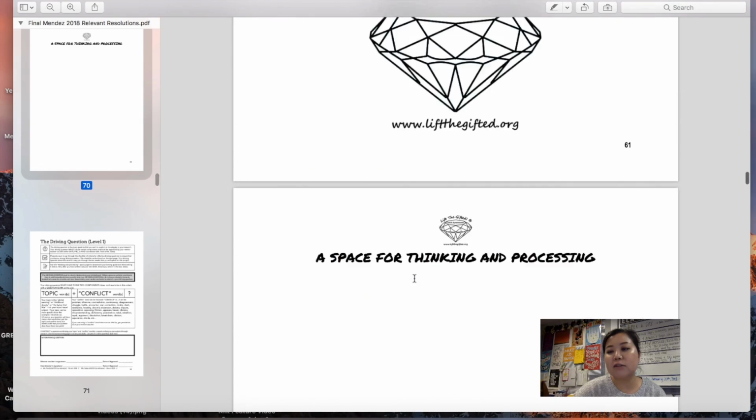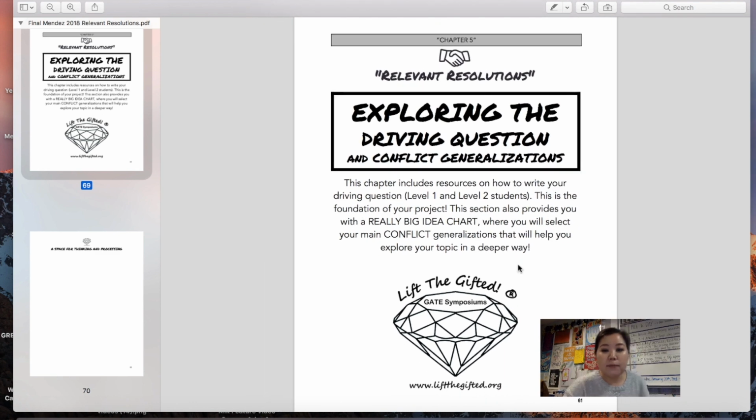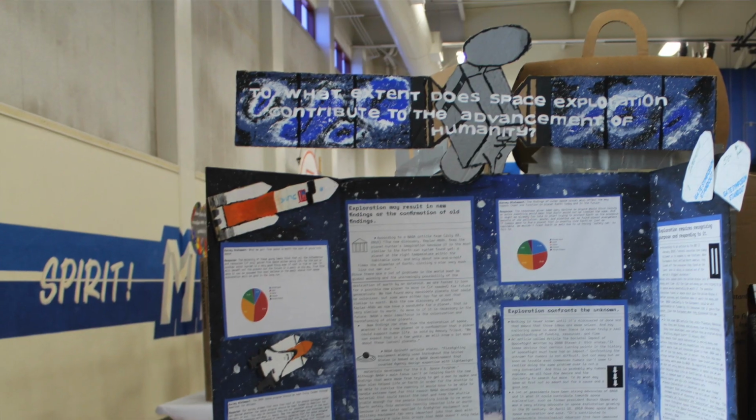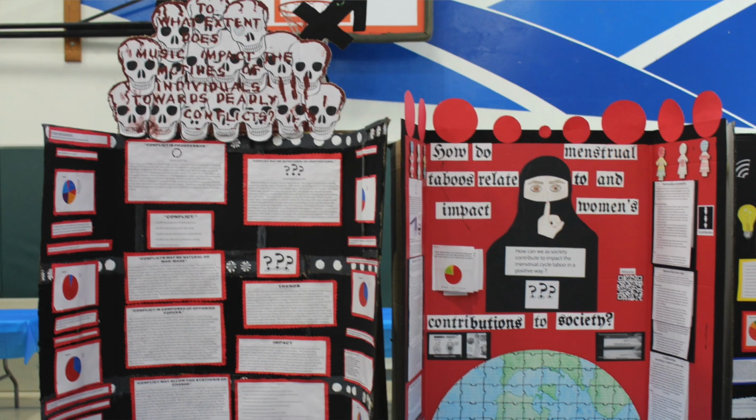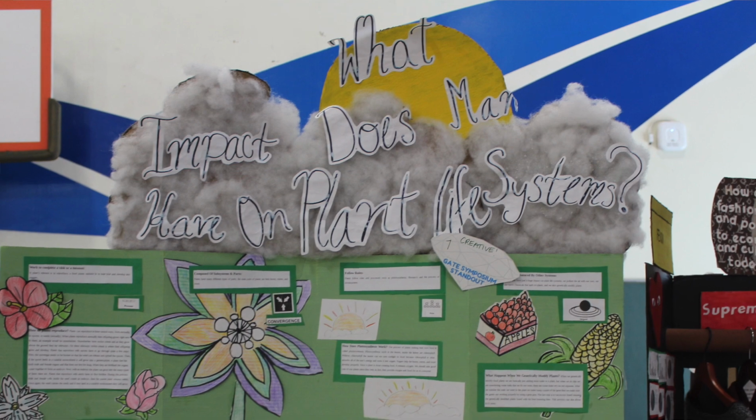So chapter 5 starts on page 61. This chapter includes resources on how to write your driving question. There's a difference between level 1 and level 2 students, so make sure that you're doing the correct one. And this is also the foundation of your project. If you remember from last year, the driving question is like the biggest showstopper in terms of what's on your trifold board, right?